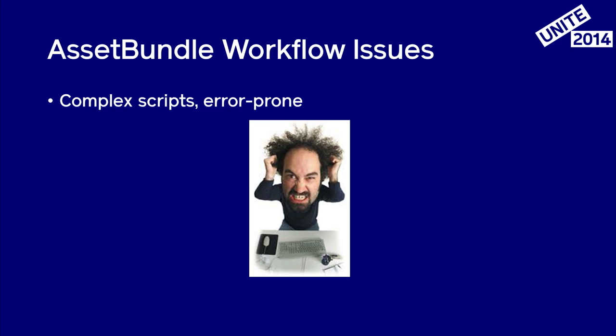So, AssetBundle workflow issues. There are some issues in the current AssetBundle workflow. The first one is you have to write complex script, and this is kind of error prone. Even if we are building the simple dependency like the previous example, you have to write around 15 lines of script. You can imagine when you are building dependencies for hundreds of AssetBundles, you have to write a lot of script to do it. And if you meet a problem, it's hard to say if it's the build script issue or a Unity issue.